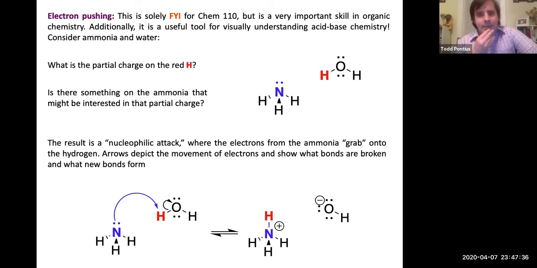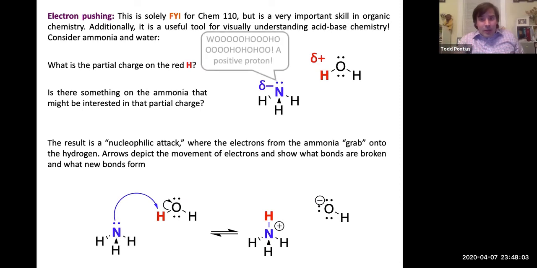So in order to think about this, let's think about some principles that we know. On this water here, what is the partial charge on that hydrogen? Well, electrons are pushed more toward the oxygen. So we have a partial positive. Do you see anything on that nitrogen that might be attracted to that partial positive charge? Well, the nitrogen, it's got a partial negative. It's got that lone pair of electrons. It's got a lot of electron density. Positives, negatives, they attract. So it's all like, ooh, a partial positive proton. And that's exactly what it says.